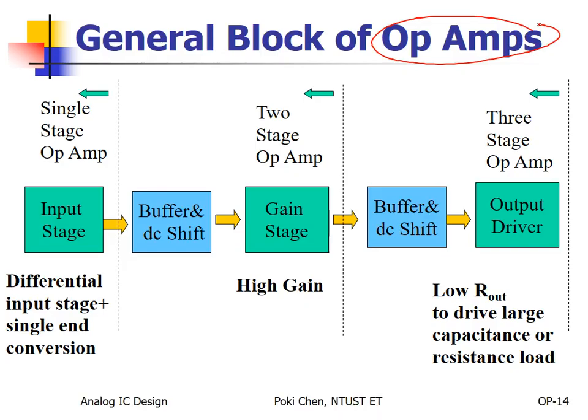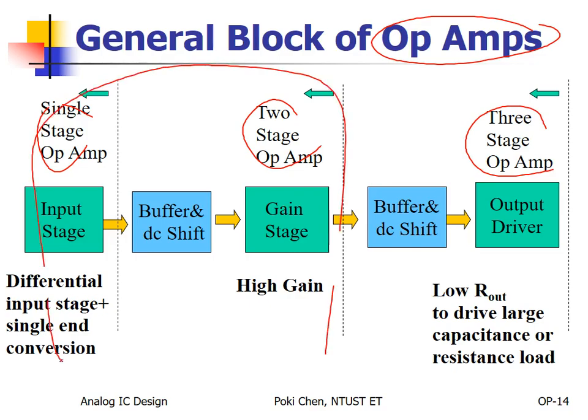This is a general block of our op amps, and you can see they are single stage op amp, two stage op amp, to at most three stage op amp. Even if you have a three stage op amp, we only provide voltage gain for the first two. Okay, and how about this stage? That is for current amplifier.